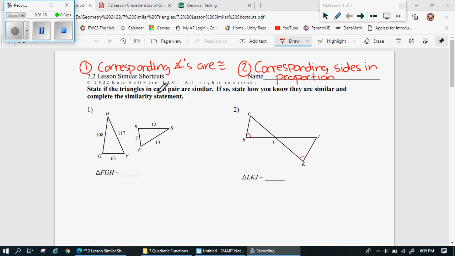Remember that in proportion means that the fractions are the same. So we take a side from one triangle, match it with its corresponding side in the other triangle, and we write a fraction. And all 3 of those fractions should be the same. They might not look the same, but if we put them into a calculator and simplified them, they would simplify to be the same thing. So there are 3 ways to show triangles are similar.